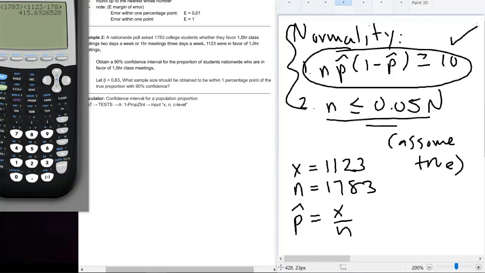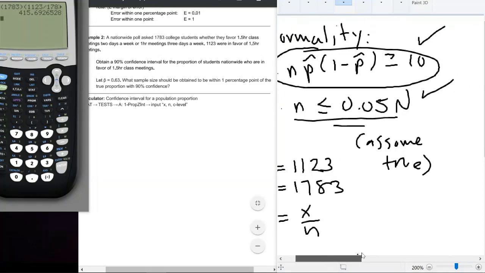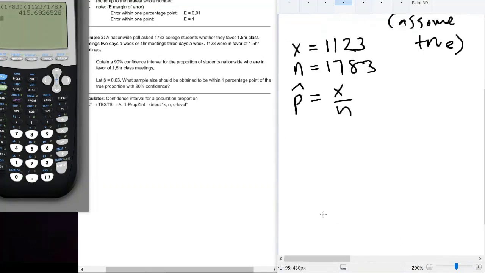The second condition, again, in the homework assignment, you will always assume that the sample that you just took, 1783 college students, is less than or equal to 5% of the overall population size as far as college students go. So this condition is also met. Now that the conditions are met, we can answer the problem. Obtain a 90% confidence interval for the proportion of students who favor the hour-and-a-half meeting. So now, let's do it here.